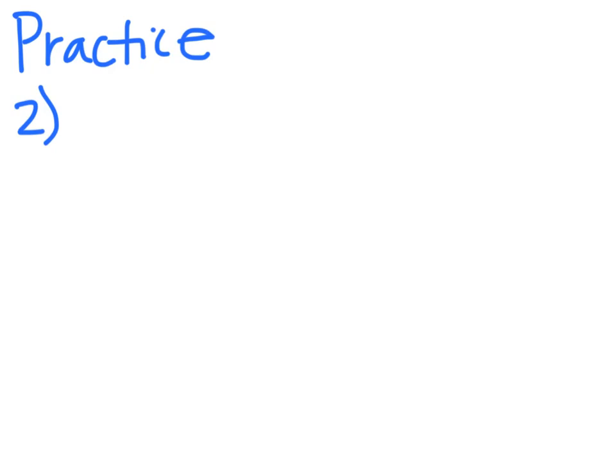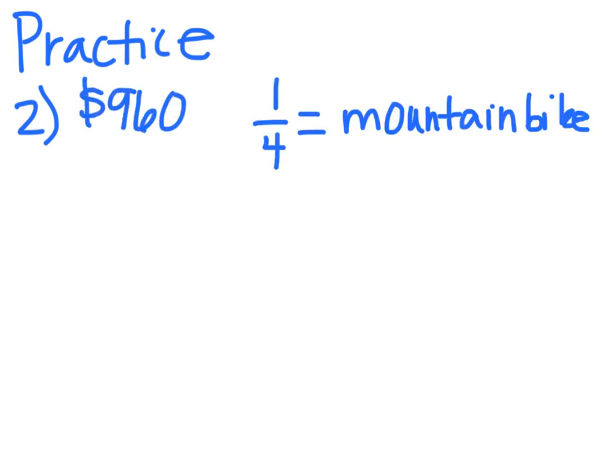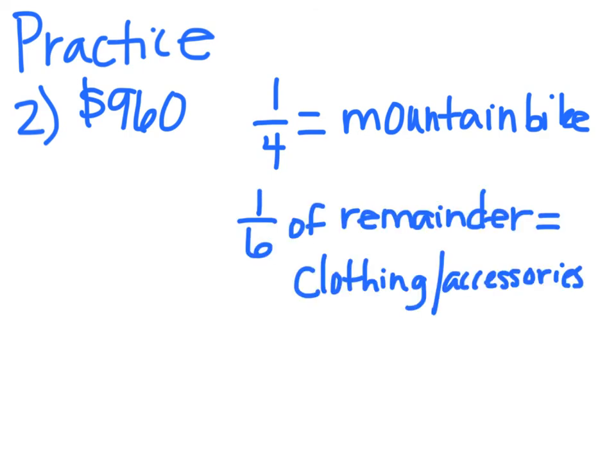And here is practice problem number 2. Maggie has $960. She spends 1/4 of her money on a mountain bike. And she then spends 1/6 of the remainder on clothing and accessories. She keeps the rest of the money.